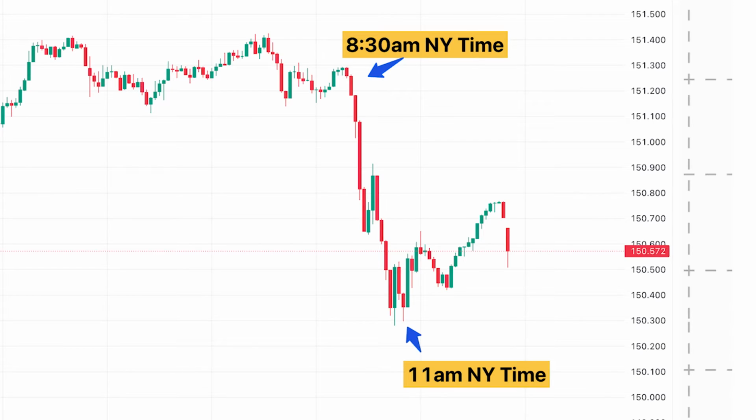You can also see the same trading pattern in this dollar yen chart where it breaks down after the US data at 8:30 a.m. New York time and then bottoms right around 11 a.m. New York time. Trust me, this happens all the time. Not 100% of the time, of course, nothing does, but certainly enough to make it a discernible, tradable pattern.